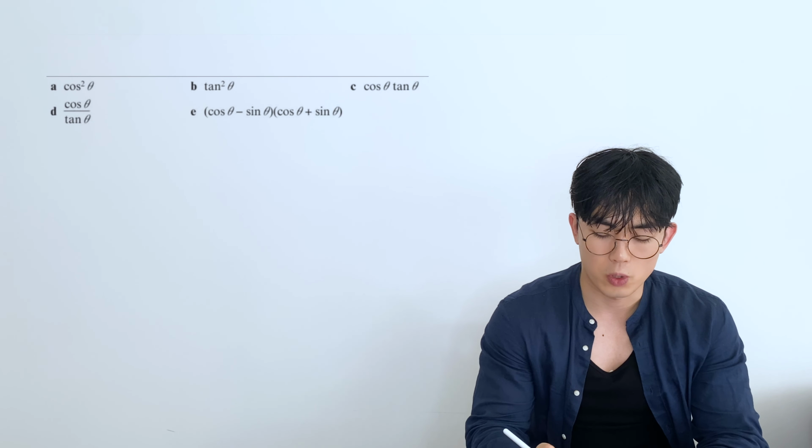But we know that sine squared theta plus cos squared theta is equal to 1, right? So therefore, cos squared theta will just be equal to 1 minus sine squared theta. Simple as that. Let's try another one. So let's try maybe D.